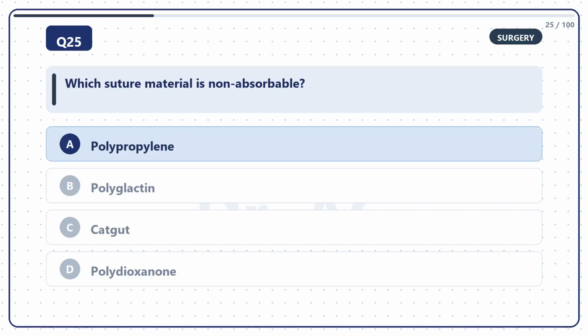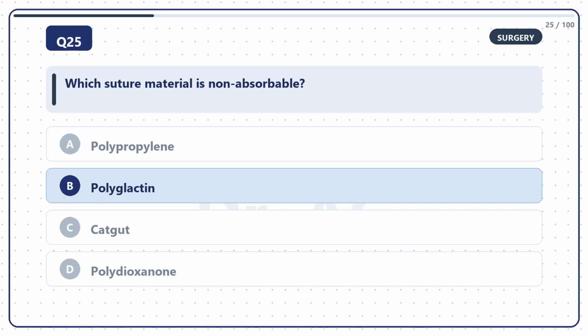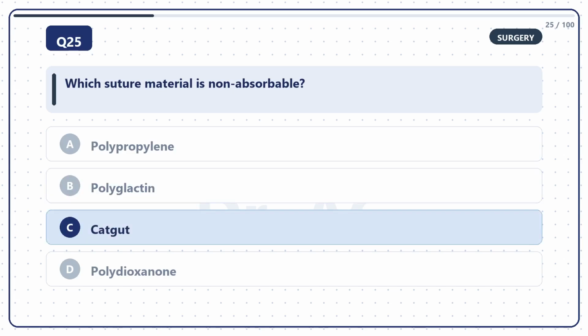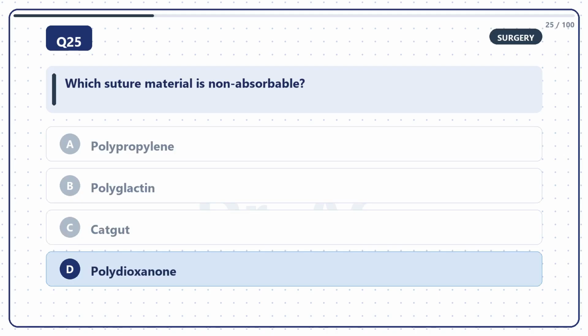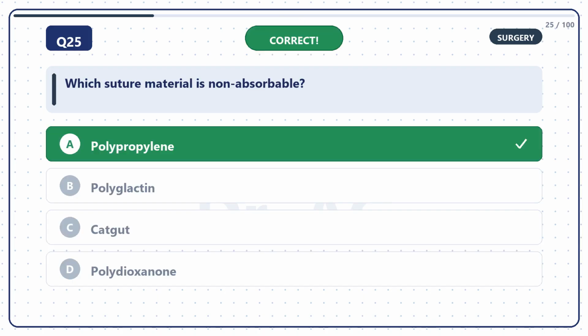Question 25. Which suture material is non-absorbable? Option A, polypropylene. Option B, polyglactin. Option C, catgut. Option D, polydioxanone. The correct answer is option A.